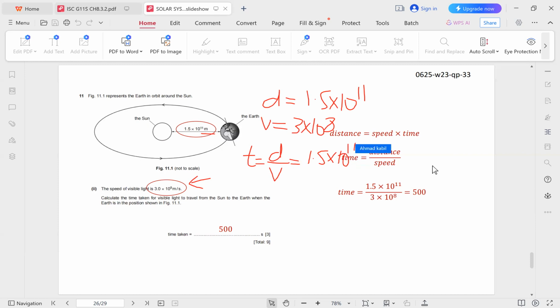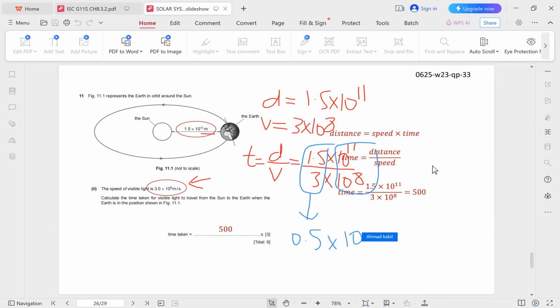I would recommend that you do not write the entire thing on the calculator at once, because this tends to bring out wrong answers. I would recommend that you just figure this out on the calculator separately. So 1.5 divided by 3 gives you 0.5. And then 10 to the power of 11 divided by 10 to the power of 8 gives you 10 to the power of 3, because you just subtract the powers. So 11 minus 8 gives you 3. And this is actually your final answer, and it becomes 500.